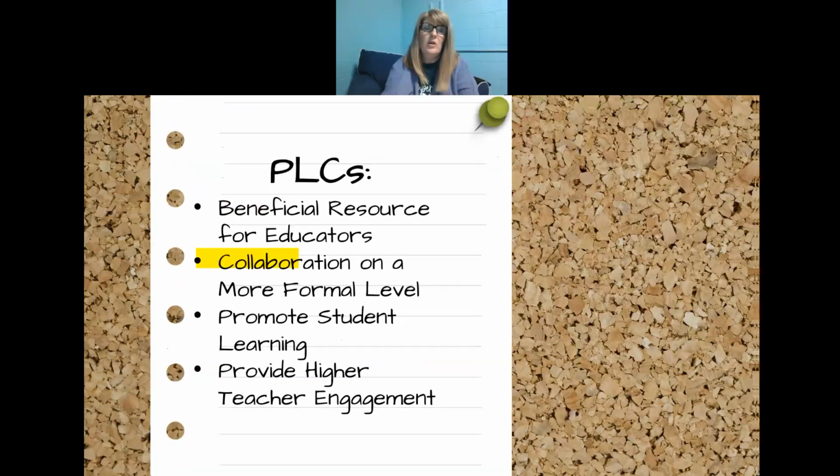But first, I would like to talk about PLCs in general. We know that PLCs are a very beneficial resource for educators. They provide collaboration on a more formal level. They promote student learning, and we are able to provide higher teacher engagement through the PLCs.